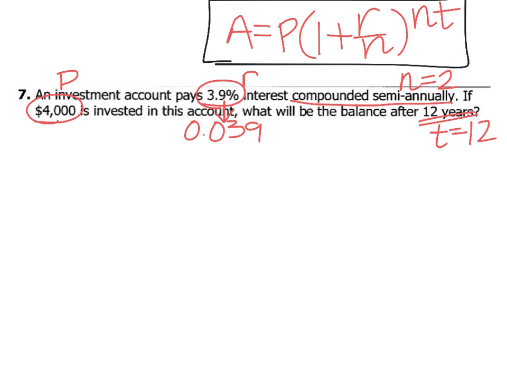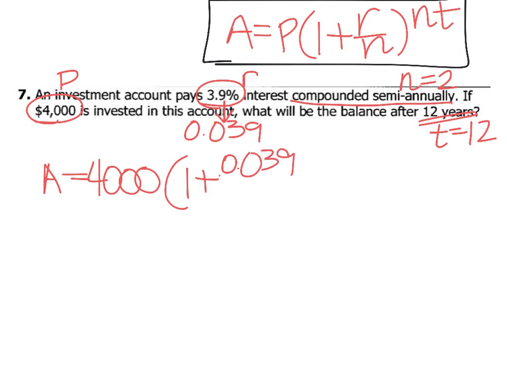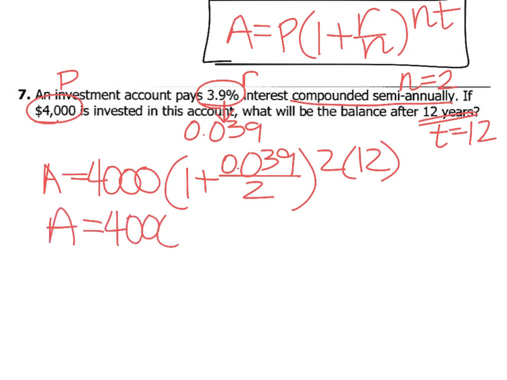Now we're going to take all these values, our R, our N, our P, our T, and we're going to plug them into our formula for compound interest. So we've got A equals P, which is 4,000, our principal amount, times 1 plus R is 0.039 divided by N, which is 2, and then to the N times T power, so 2 times 12. Then we're going to simplify this. We get A equals 4,000.